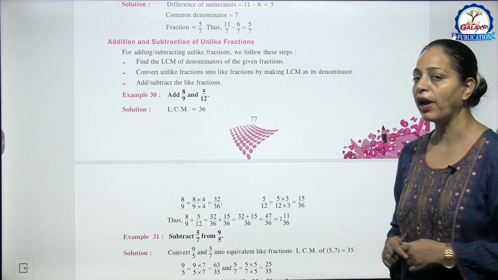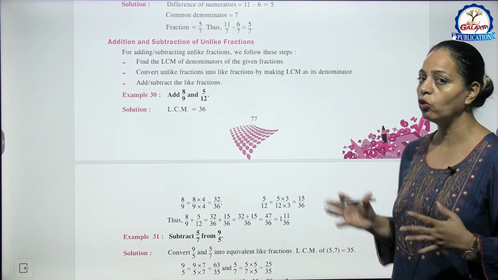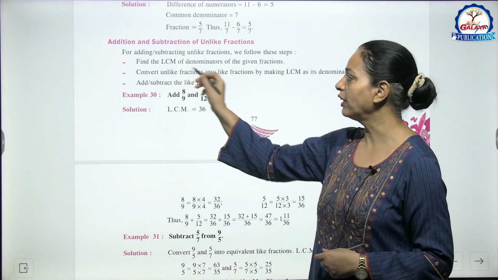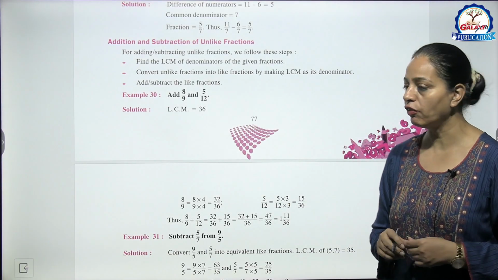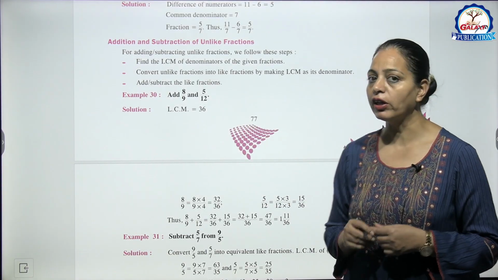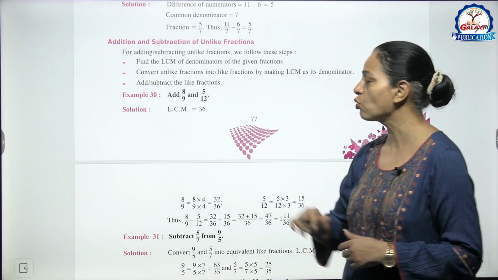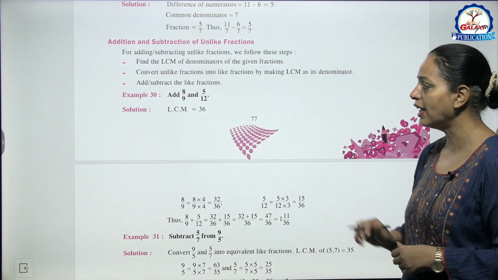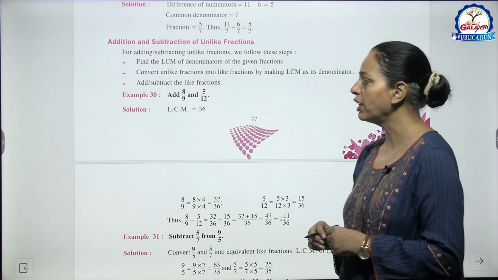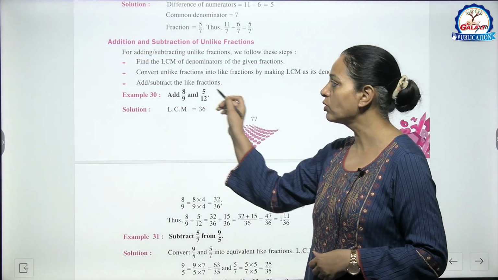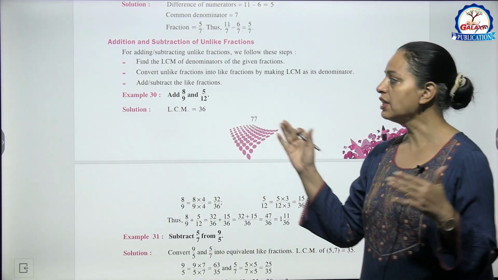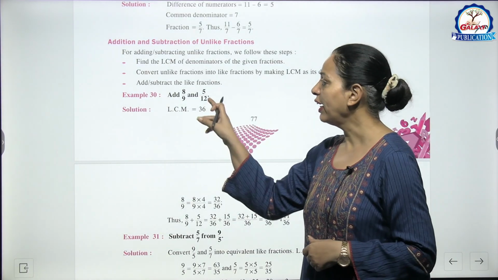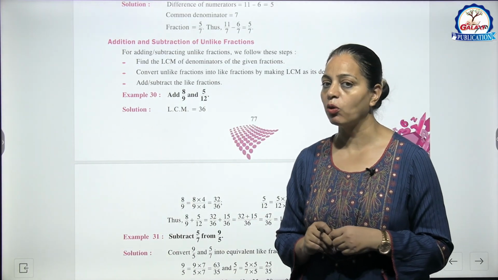For adding or subtracting unlike fractions, we follow these steps. The first one, find the LCM of denominators of the given fractions. Then the second one, convert unlike fractions into like fractions by making LCM as its denominator, and then add or subtract the like fractions. See example 30, add 8 upon 9 and 5 upon 12.